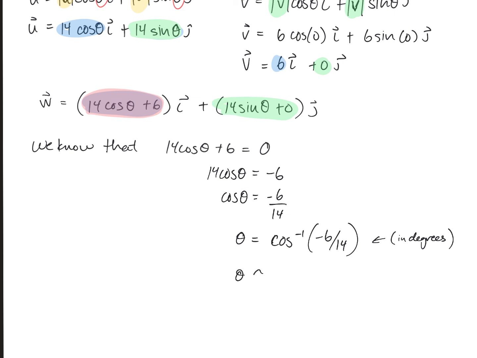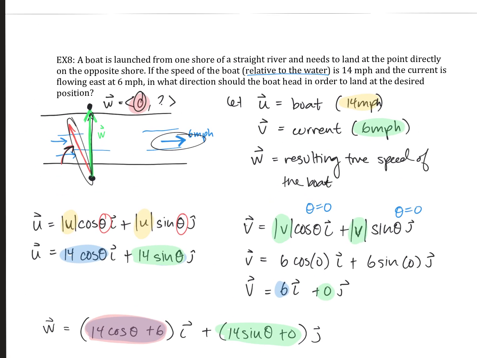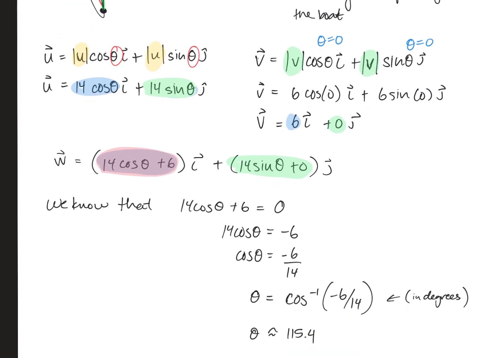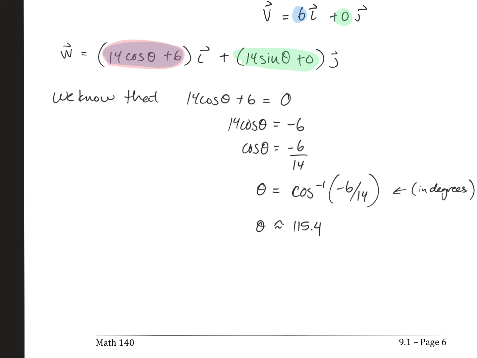And then theta is going to come out to be approximately 15.4. Awesome. So that is theta. But we want to figure out which direction the boat should head, so we have to tell it the directions in terms of north and south, like we've done before. So how would we figure that out?